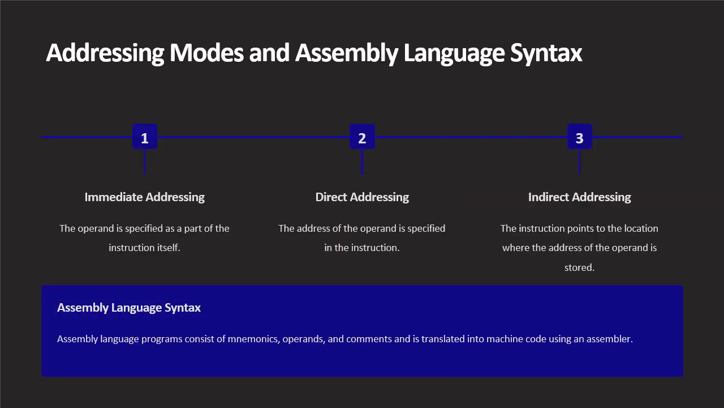Addressing modes and assembly language syntax. There are mainly three different types of addressing mode, the first one is immediate addressing mode, direct addressing mode, and the last one is indirect addressing mode. In immediate addressing mode, the operand is specified as a part of the instruction itself. In direct addressing mode, the address of the operand is specified in the instruction, and in indirect addressing mode, the instruction points to the location where the address of the operand is stored. Assembly language syntax. An assembly language program consists of mnemonics, operands, and commands, which are translated into machine code using an assembler.